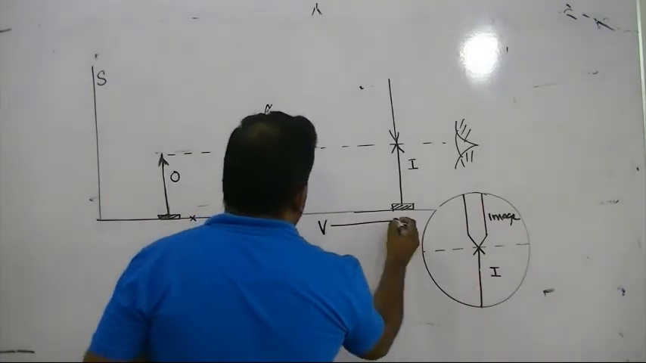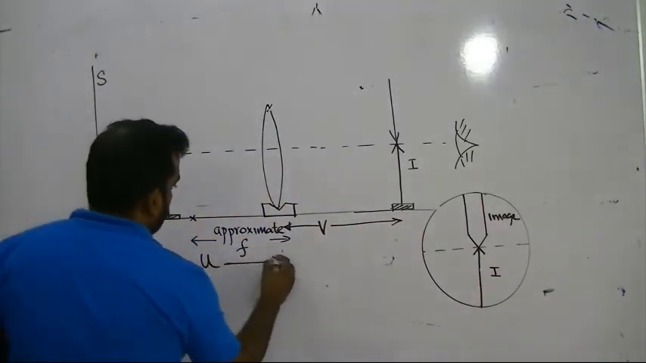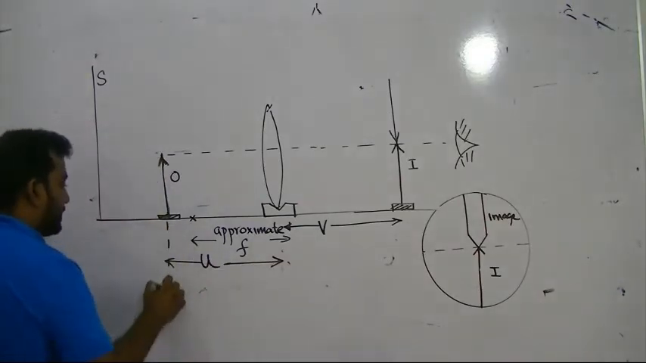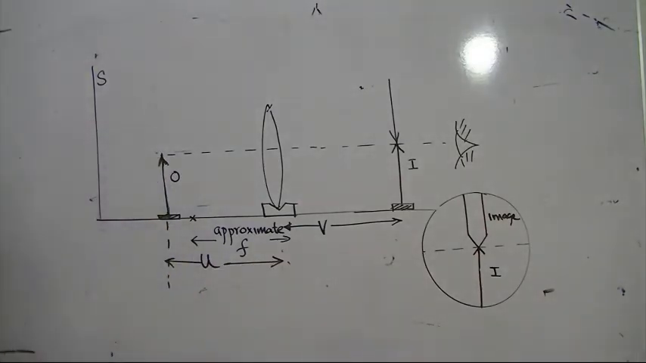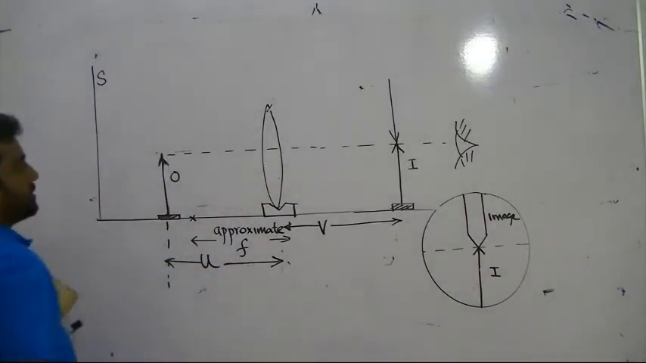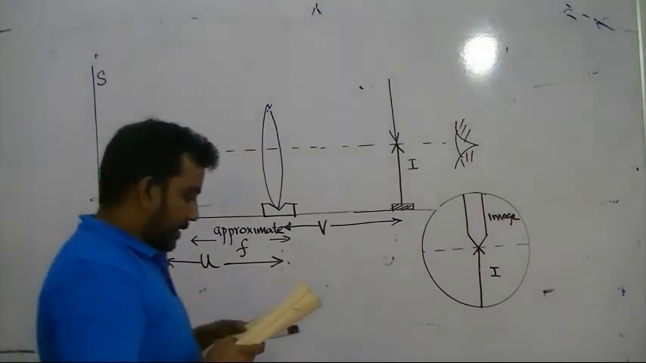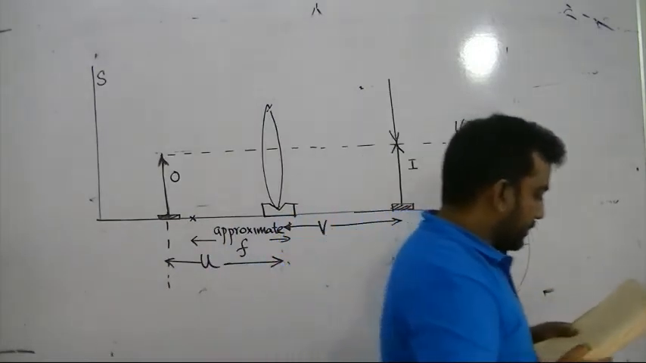The distance between the lens and the image pin will give us the image distance, while the distance between the lens and O will give us the object distance.